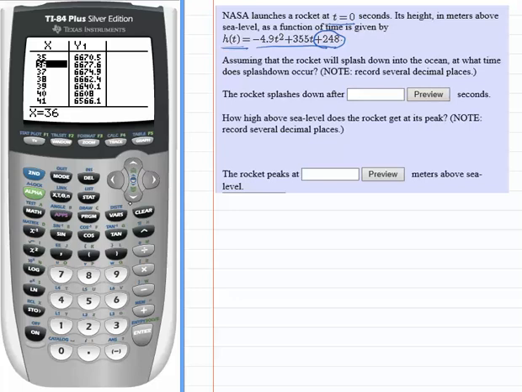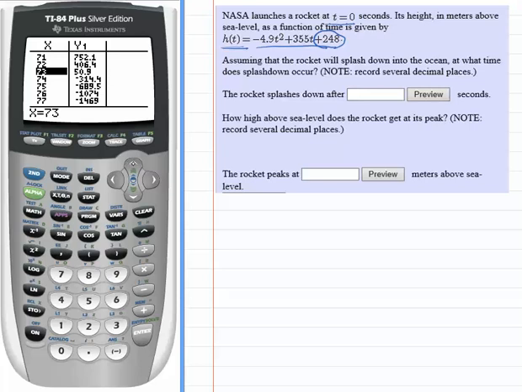Yeah, around 36 seconds. Now if I wanted to see when it's going to splash down, I can also keep going until I see it go down to 0. It'll actually go below 0. Right in here somewhere, so around 73 seconds or so. But I don't want to just guess. I want to actually graph this function.